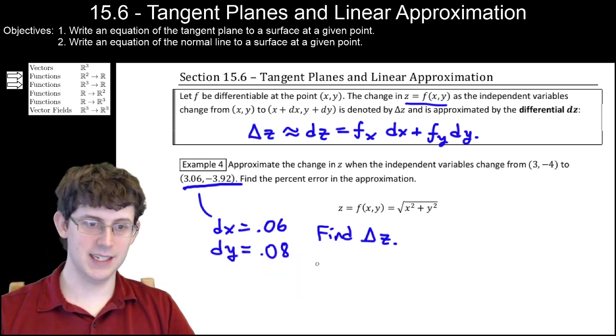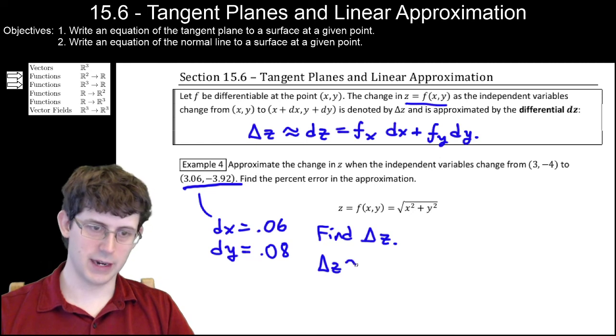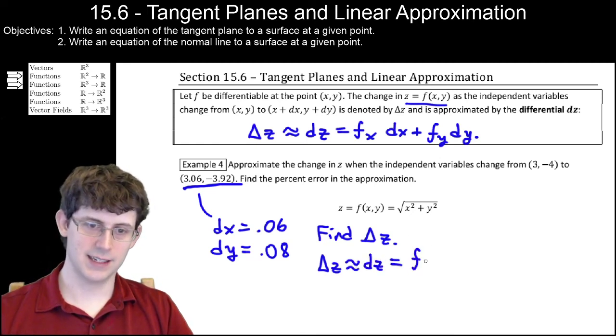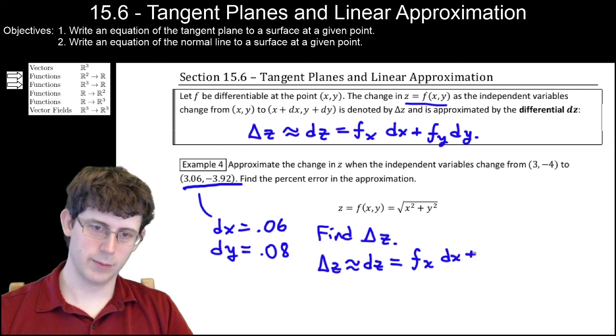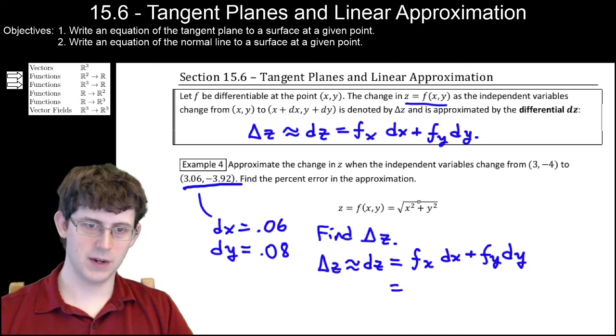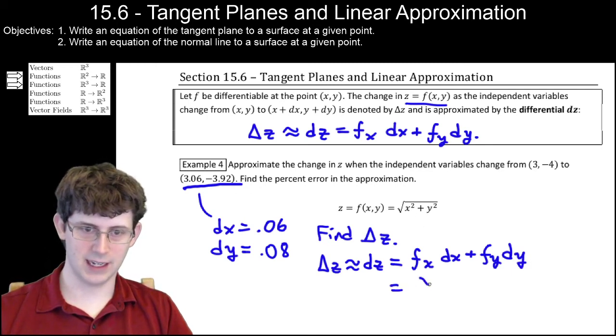To find delta z, I don't know what delta z is, but I know that it's approximately dz, and that's easy to calculate. It's fx dx plus fy dy. fx is a partial derivative, and we already calculated this partial derivative. It's x over the square root of x squared plus y squared.